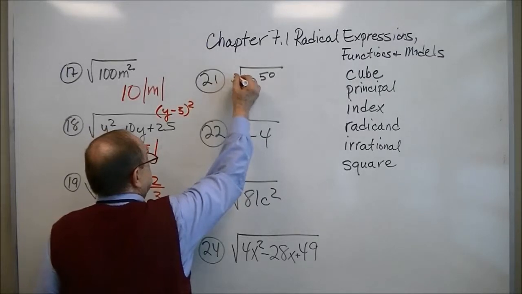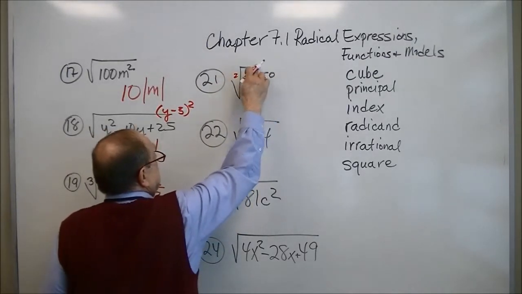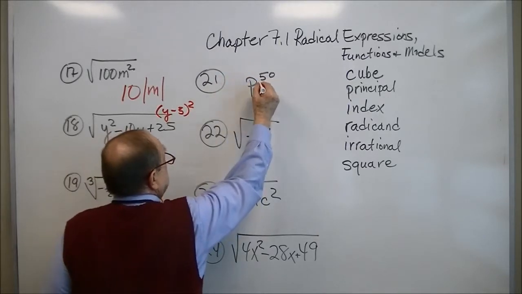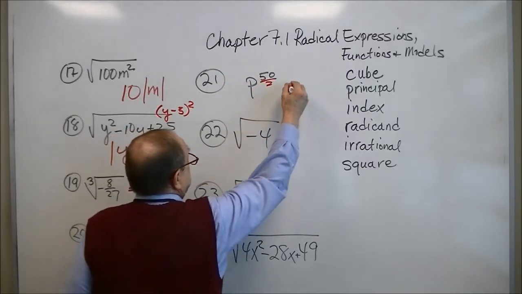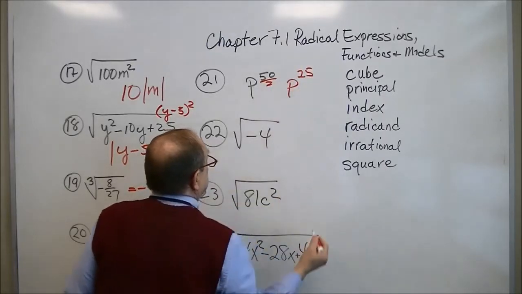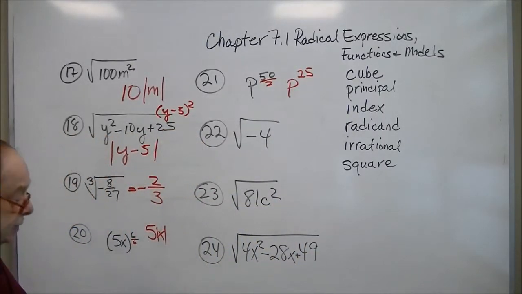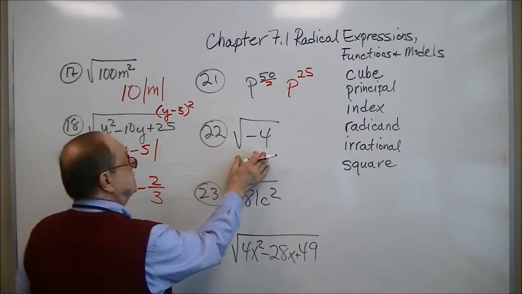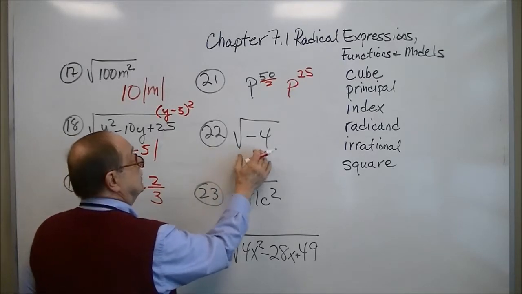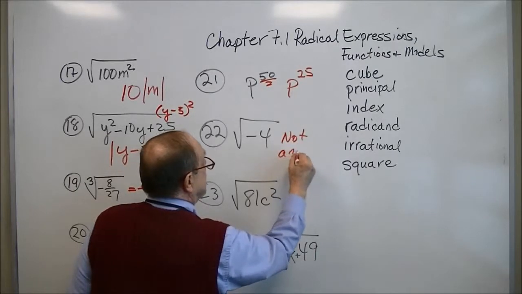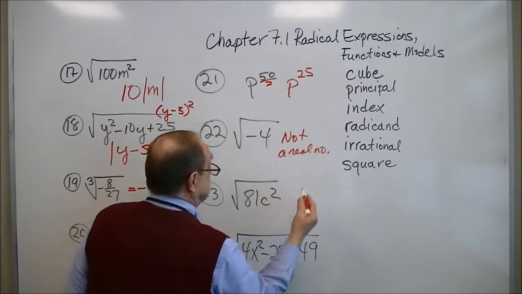Again, we can use it. There's a 2 there. So if we take away the radical sign, and divide that by 2, we see we get p to the 25th. And we're no longer, by the way, doing absolute values. And then in number 22, as we said earlier, the square root of a negative number is not a real number or does not exist.